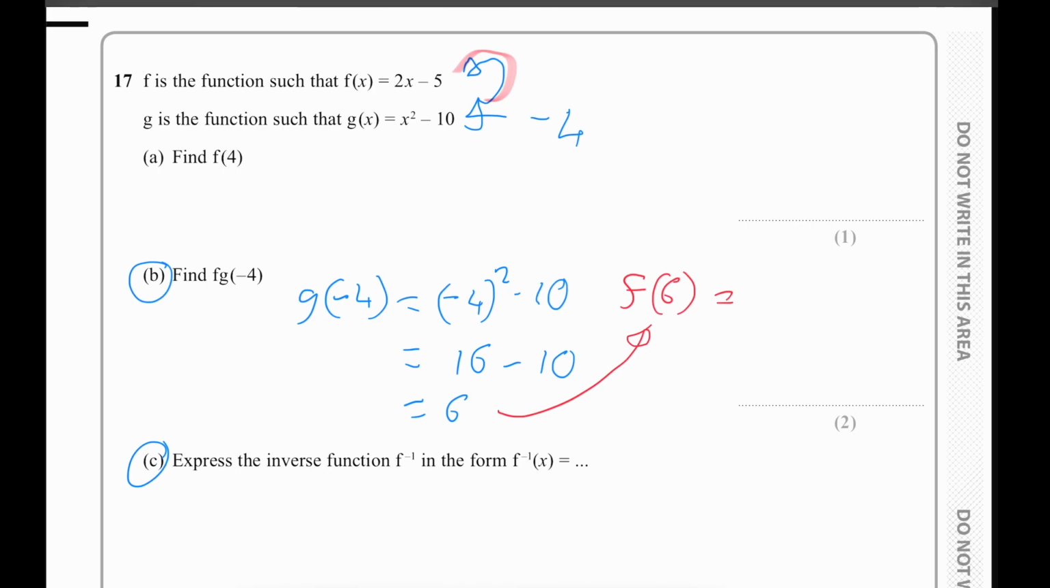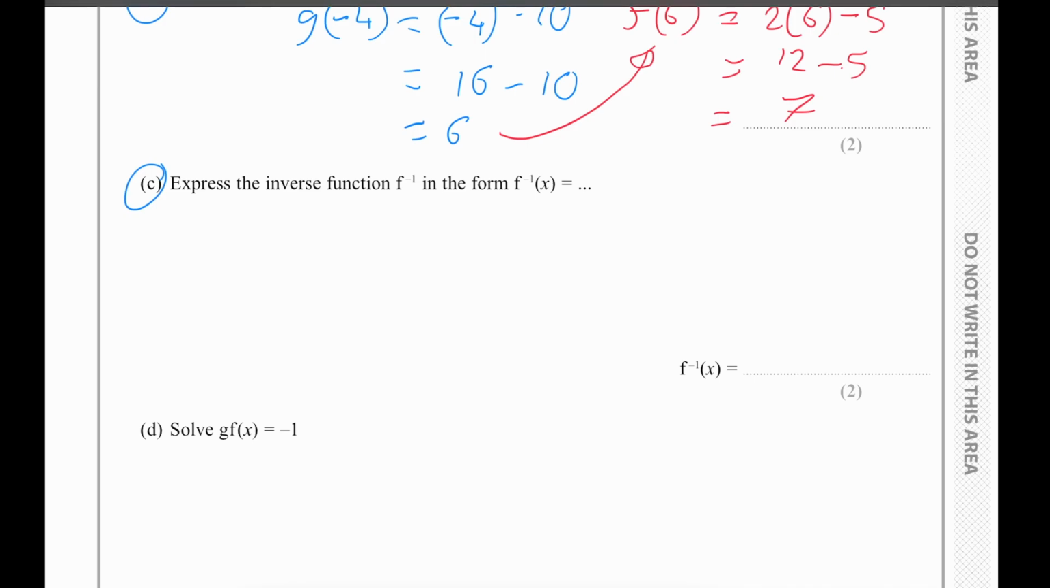And then we're going to rewrite it 2x minus 5. But obviously, instead of that 2x, we're just going to write 2 and substitute the answer from the previous one. So 6 times 2, 12, minus 5. So my final answer there is 7.